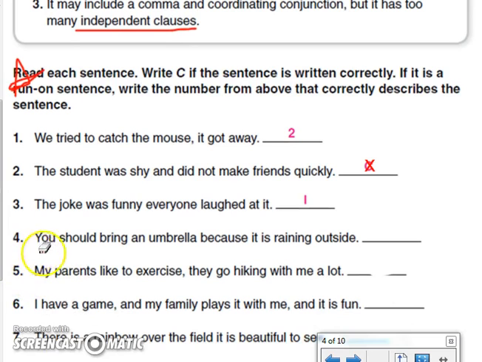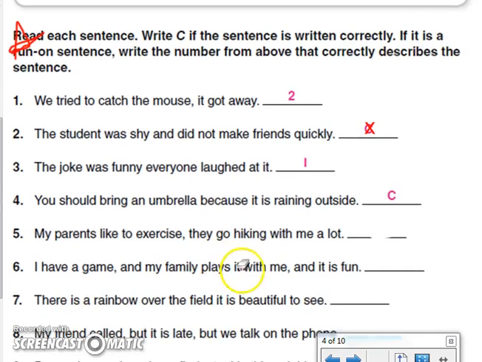All right, number 4. You should bring an umbrella because it is raining outside. What do you think? That's correct. Even though it has a subordinating conjunction, you should bring an umbrella, period, can stand alone. Because it is raining outside, can that stand alone? No, that's a dependent clause, isn't it?